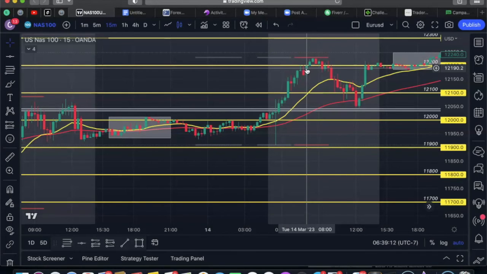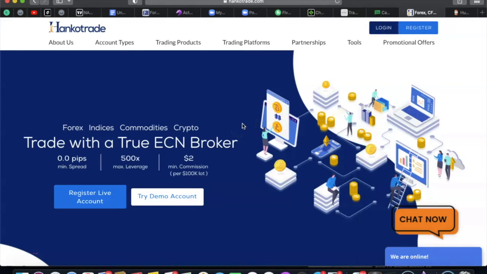Okay, so the next thing we're going to go over is the brokers that you guys should be using. All right, guys, the first broker is Henko Trade. I've been hearing a ton about this broker lately. A lot of my students have been telling me about it. One key feature that I know about this broker, compared to the other one that we're going to give you, is you can trade full US30 indexes with like $100 or $200.